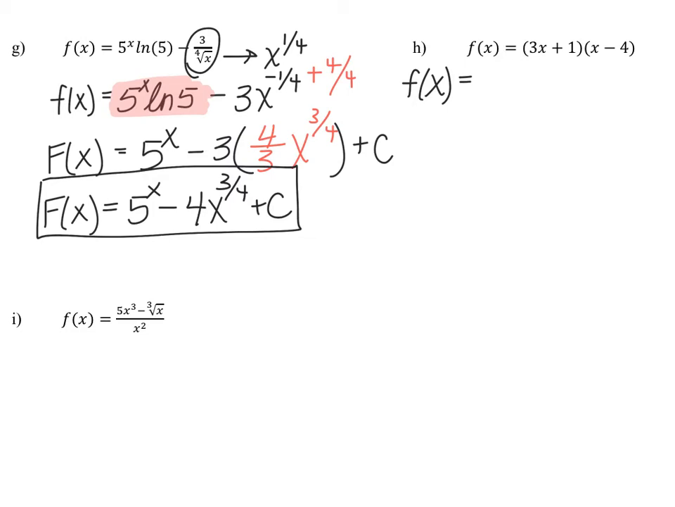So if we multiply this out, we'll end up with 3x squared. We'll have a negative 12x plus a 1x, so that's going to be a negative 11x minus 4. So now we have 3 individual terms, and we can successfully compute the antiderivative of each of those individual terms.